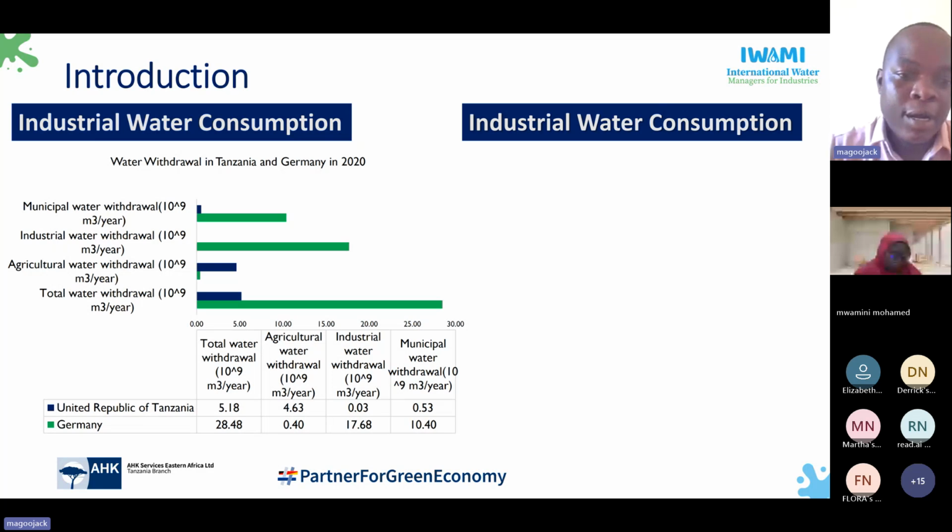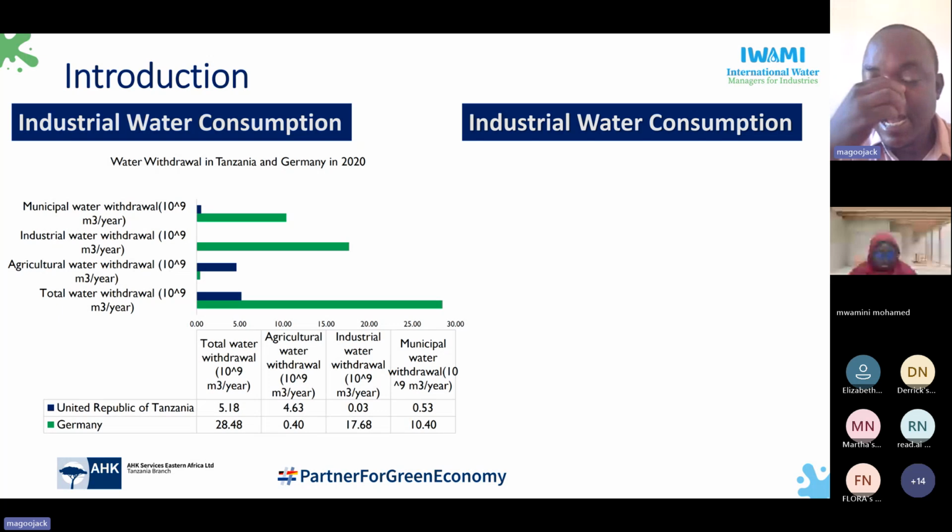For example, when you compare Germany and Tanzania on the way they consume water, you can see the total water withdrawal in Germany is around 28.48, while in Tanzania it is only 5.18. And in this 5.18, the majority of it is consumed by agricultural activities, around 4.69, which is almost 80-something percent. While the industries in Tanzania consume less than 1%.